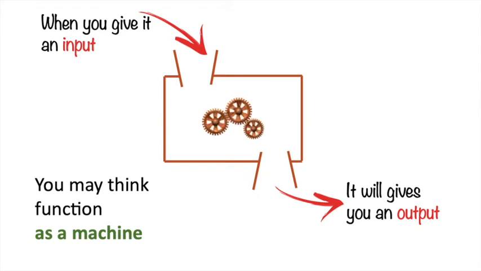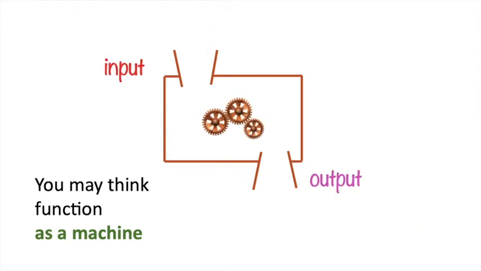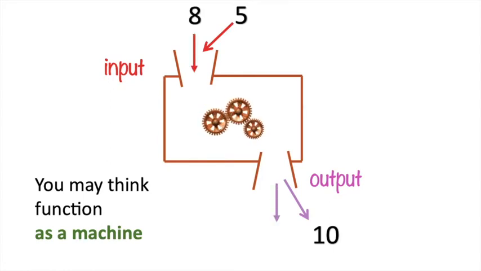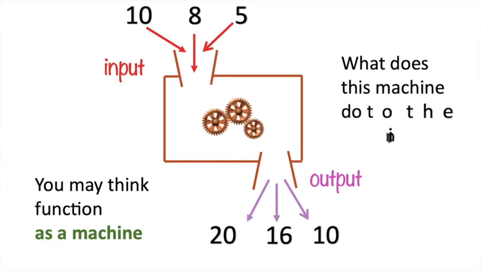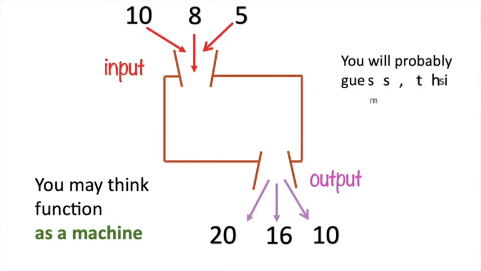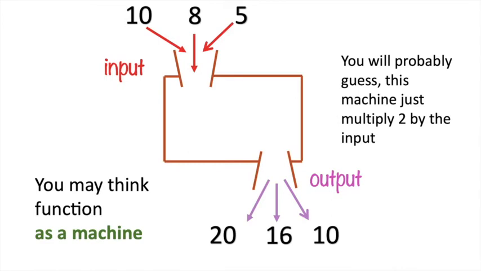Now, look at this illustration. When I give it an input of 5, the output is 10. When I give it an input of 8, the output is 16. And when I give it an input of 10, the output is 20. What does this machine do to the input? You will probably guess. This machine just multiplies the input by 2.